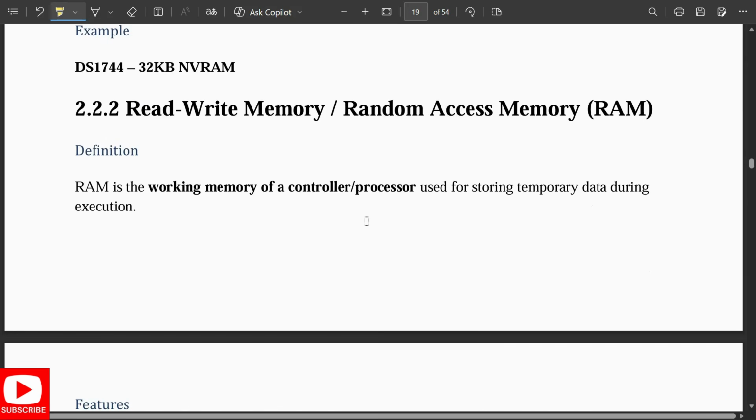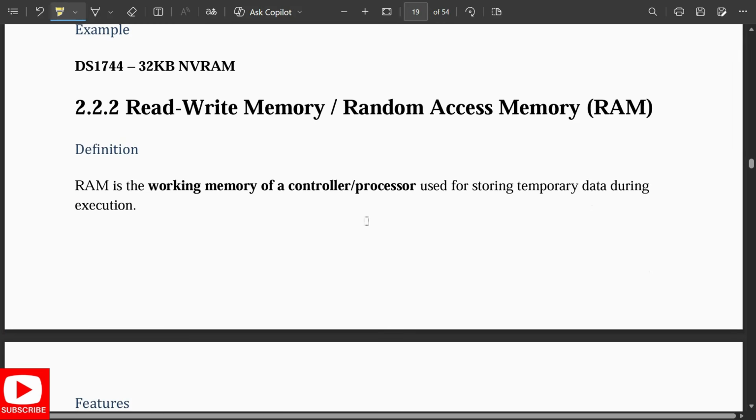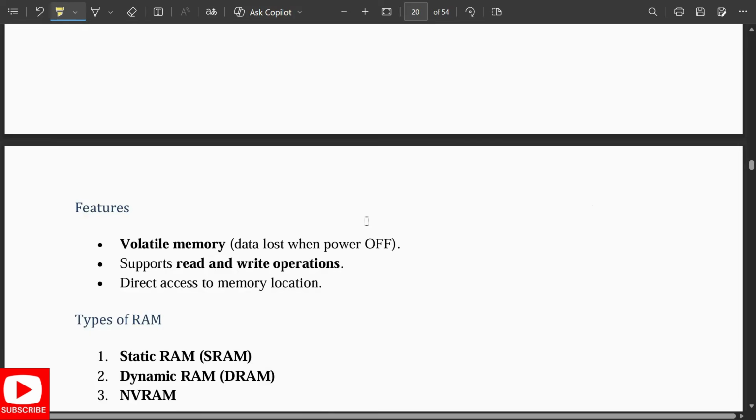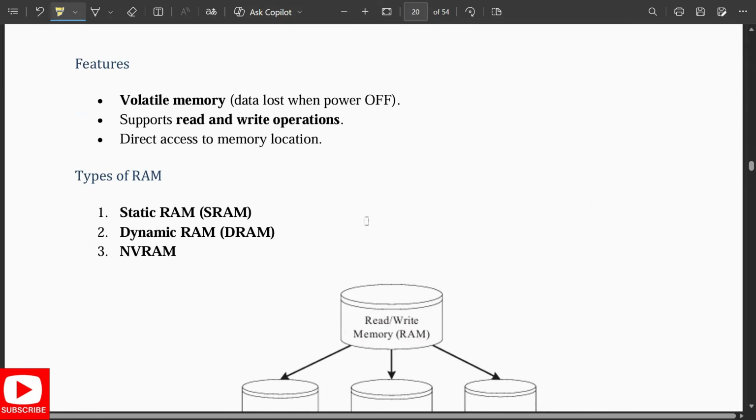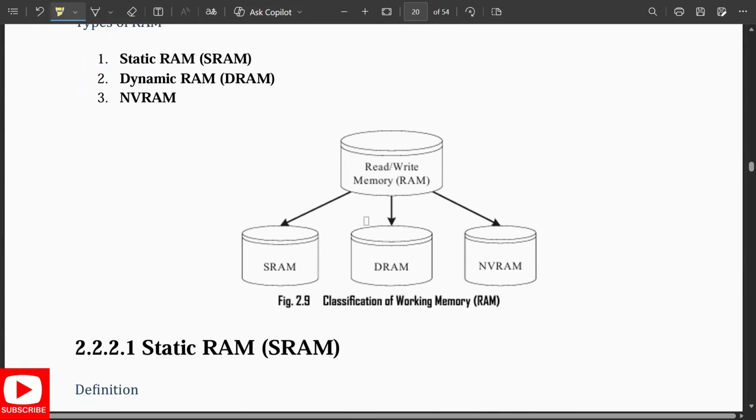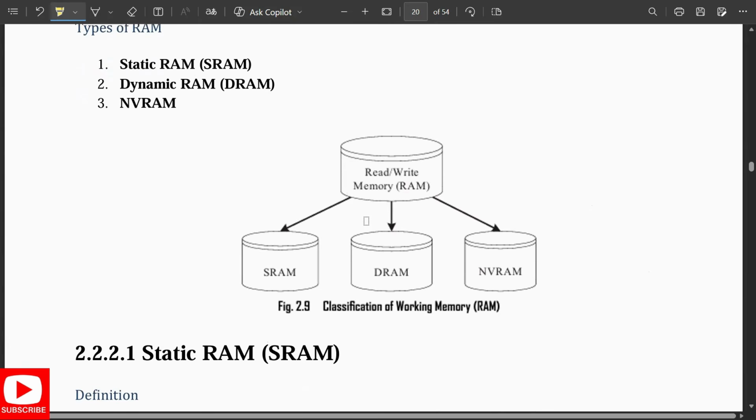Next comes the read-write memory, that is random access memory, RAM. It is a working memory of the controller or a processor that is used for storing the temporary data during the execution. This is volatile, that is data is lost once the power is off. It supports the read and write operation. There is a direct access to the memory location. Again, we are having three types of RAM. One is static RAM, dynamic RAM, and NVRAM.